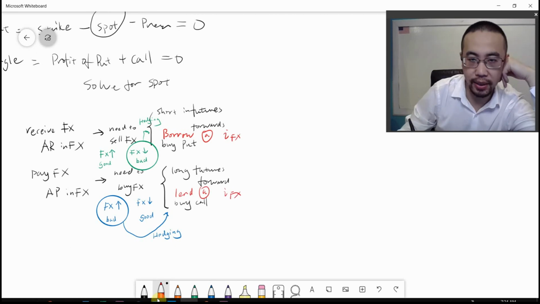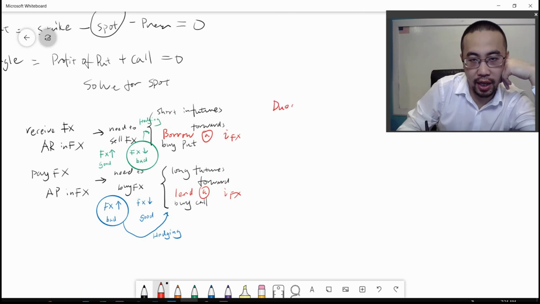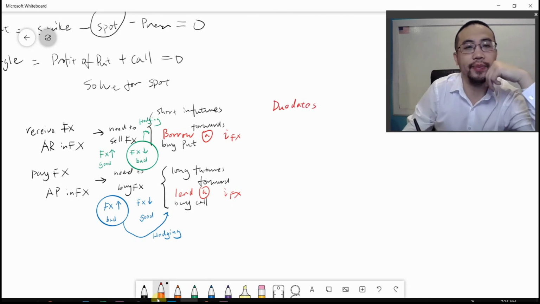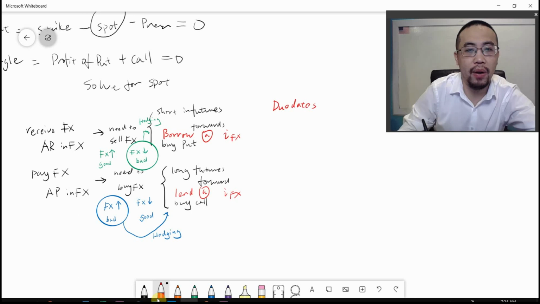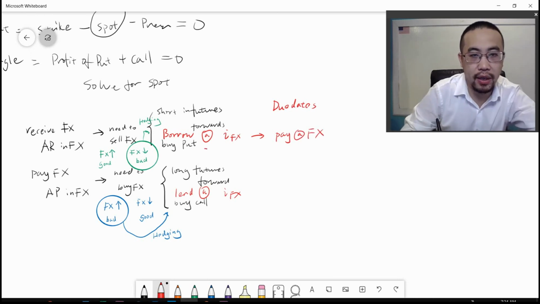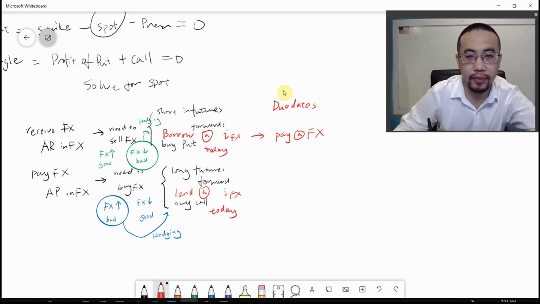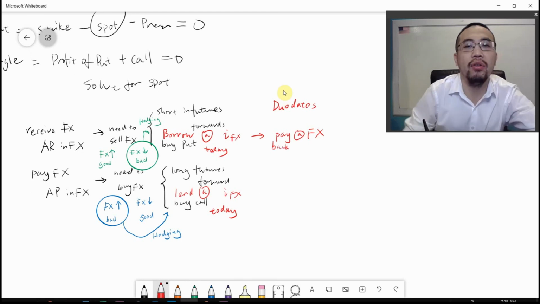So what happens there is, let's say a year later, when the due date comes, then if you borrowed, you will need to pay the principal and interest, okay? Pay in the foreign currency, because this is what you do today, and this is what you do at the due date. So you will pay it back at the foreign exchange rate.